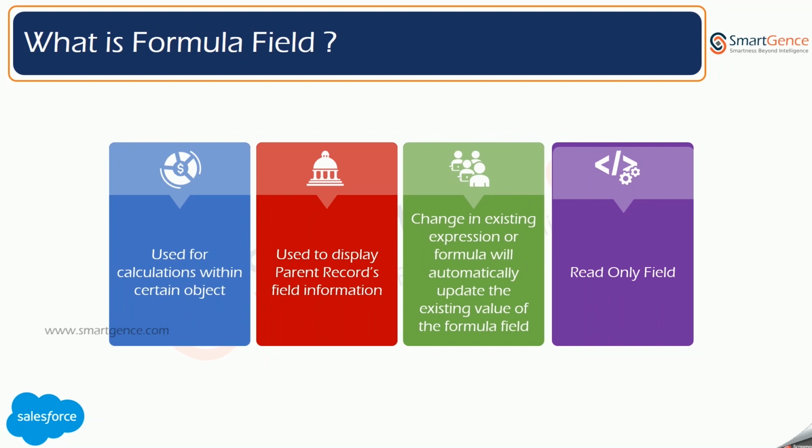And similarly, if you want to display parent record's field information, for example, we have this opportunity object which is related to this account record, right? If you want some field from the account to be displayed over opportunity or vice versa, then we can use a formula field over there as well.